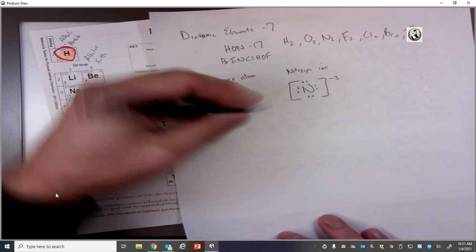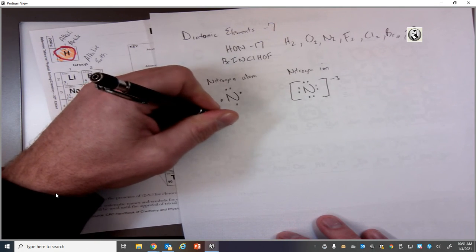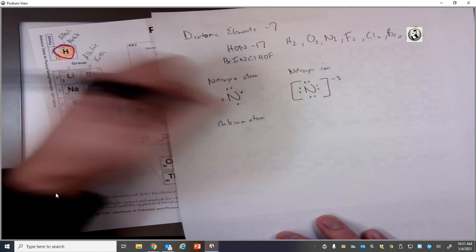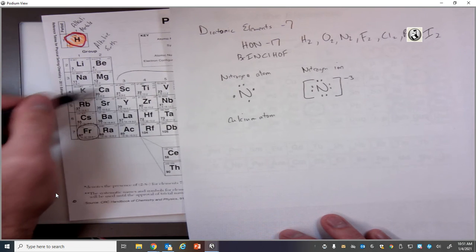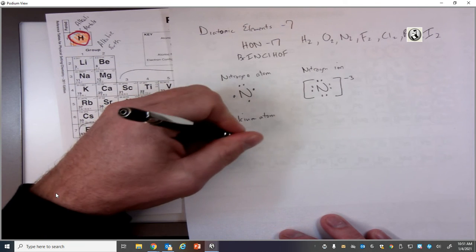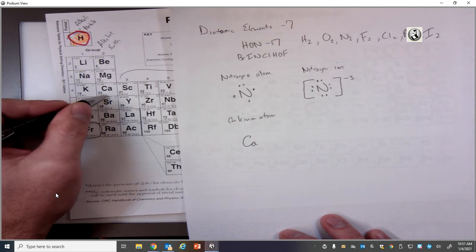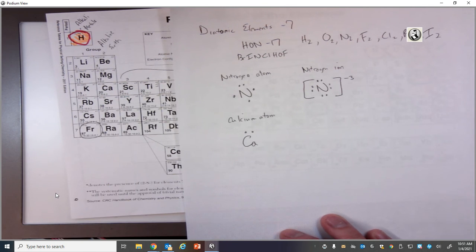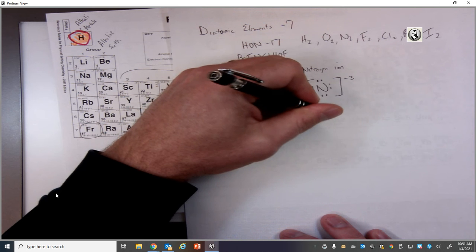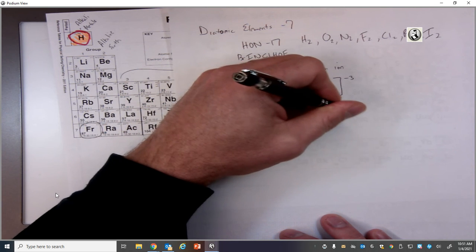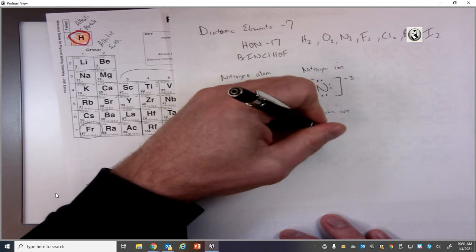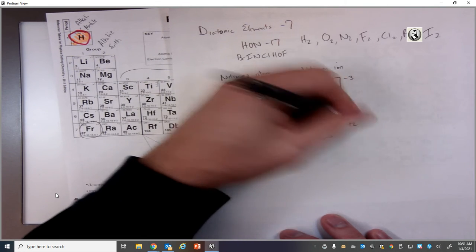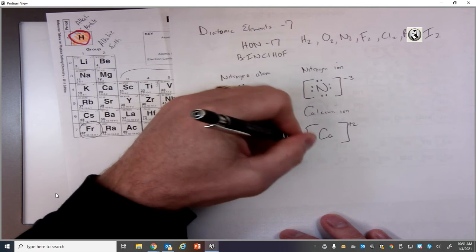We'll do a calcium atom. So calcium is right here. Its symbol is Ca. We look at the number of valence electrons, it has 2. So we're going to put 2 up there. Now we'll do a calcium ion. We start off with its symbol. We know it's going to have a charge, so we look here, calcium is going to form a +2 charge. Since it's an ion, we do need brackets.